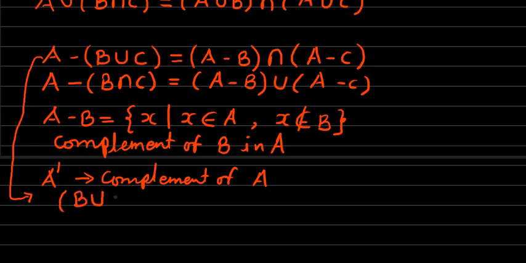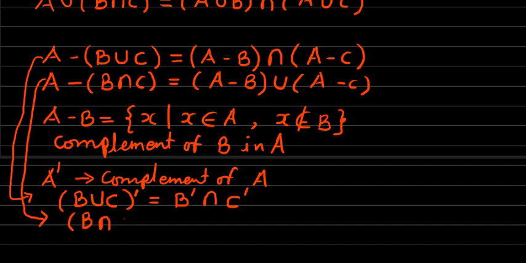B union C, its complement is the same as the complement of B intersection with the complement of C. And the second De Morgan's law can be stated as the complement of B intersection C is the same as the complement of B union with the complement of C. If A dash denotes the complement of A, then we have these De Morgan's laws. So this is about the rules of set theory.